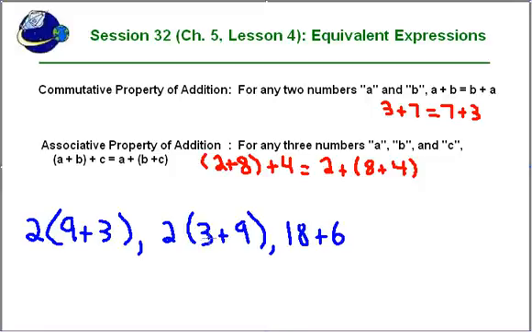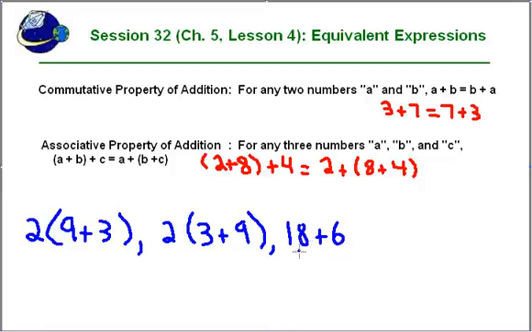So what's different here is the order in which we are adding the numbers within the parentheses. And the order is what is affected by our commutative property. So the reason these two expressions are equivalent to each other is our commutative property. 9 plus 3 is going to give us the same thing as 3 plus 9, and that's what's inside our parentheses. The last one here is 18 plus 6.